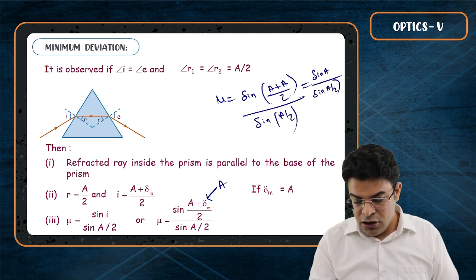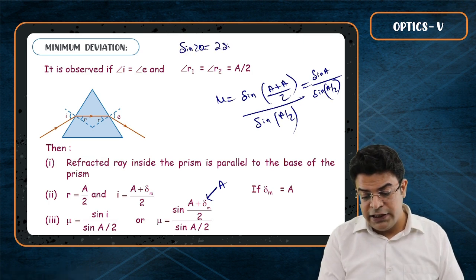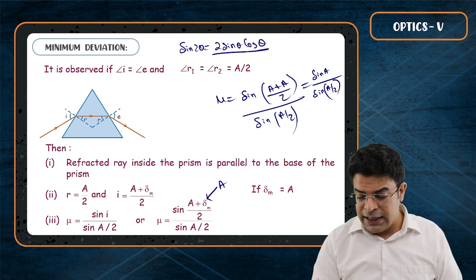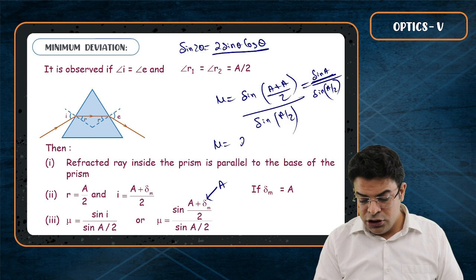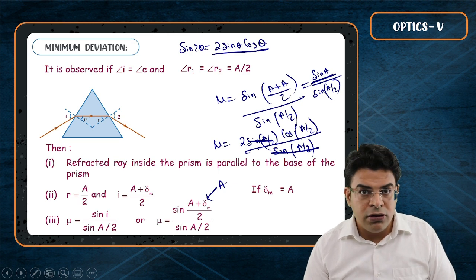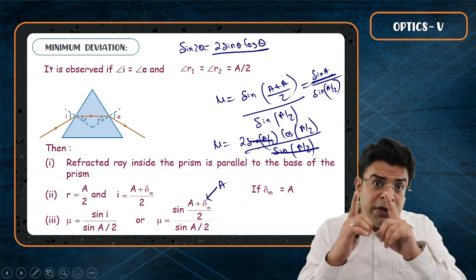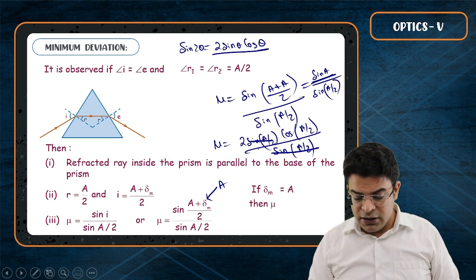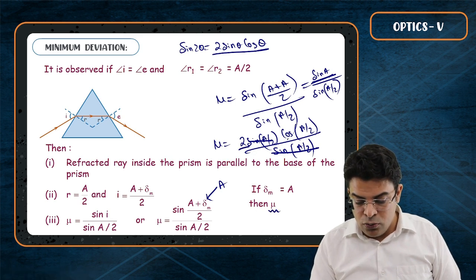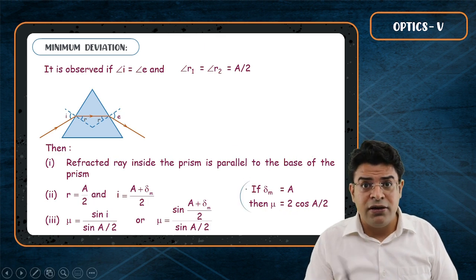Yes sir. Now how to solve? Using sine 2 theta equals 2 sine theta cos theta, I can say that sine A can be written as 2 sine A by 2 into cos A by 2 divided by sine A by 2. Cancel out sine A by 2 in numerator and denominator. So for this special case, if the prism shows minimum deviation equal to the apex angle, then the refractive index of the prism is nothing but 2 cos A by 2. So this is one result which is asked many a time. So I have kept it here as a data point itself.